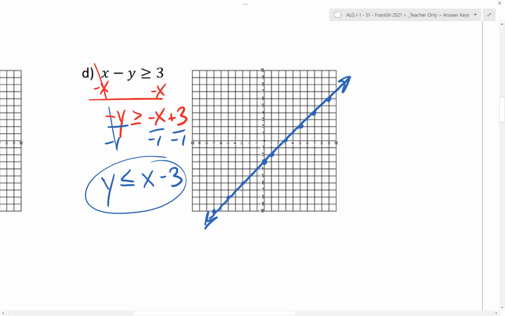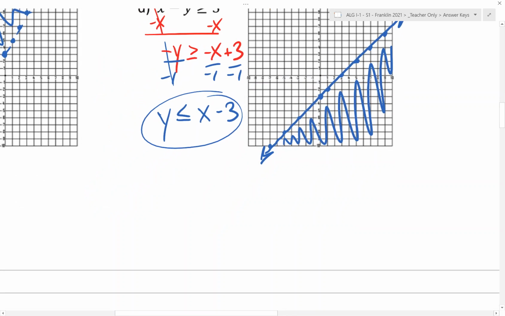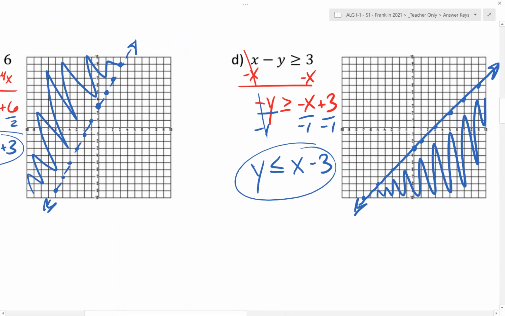And it says y is less than or equal to. So we are going to shade below that line. Less than or equal to. All right, moving on.